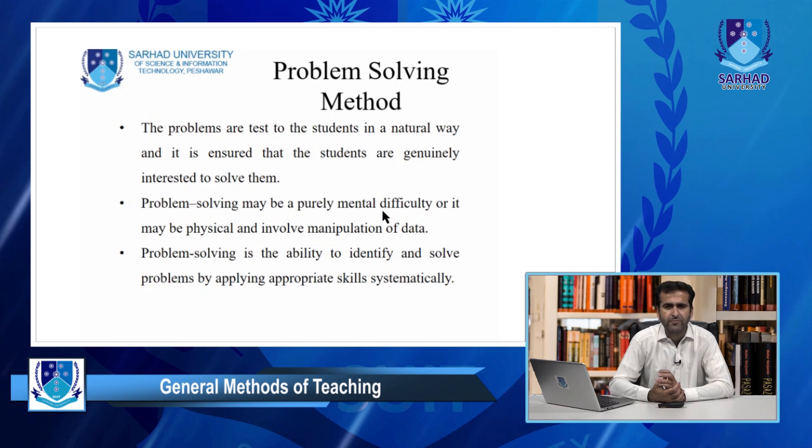So, problem solving may be a purely mental difficulty, or it may be a physical and involved manipulation of data. Problem solving is the ability to identify and solve problems by applying appropriate skills systematically. You have to apply your appropriate skills systematically. Only then is it possible for you to solve a problem. Only then will it become possible for you to gain extra knowledge, relevant knowledge, long lasting knowledge.